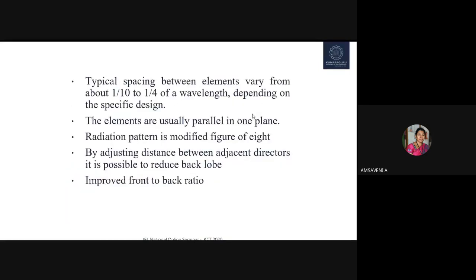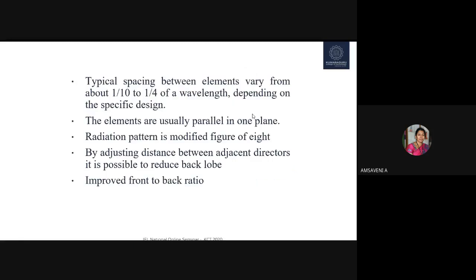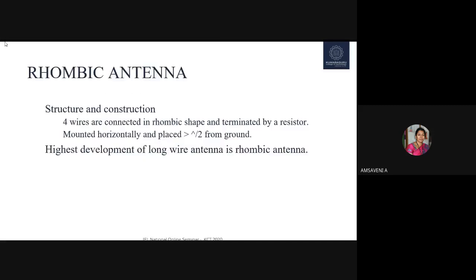Spacing, and actually it provides a unidirectional pattern. As the reflector prevents backward radiation, you will get a unidirectional radiation pattern, but you can make it bidirectional also. It improves the front to back ratio, because as there is no backward radiation, you will get a very good front to back ratio, FTBR. This is the radiation pattern of the antenna.